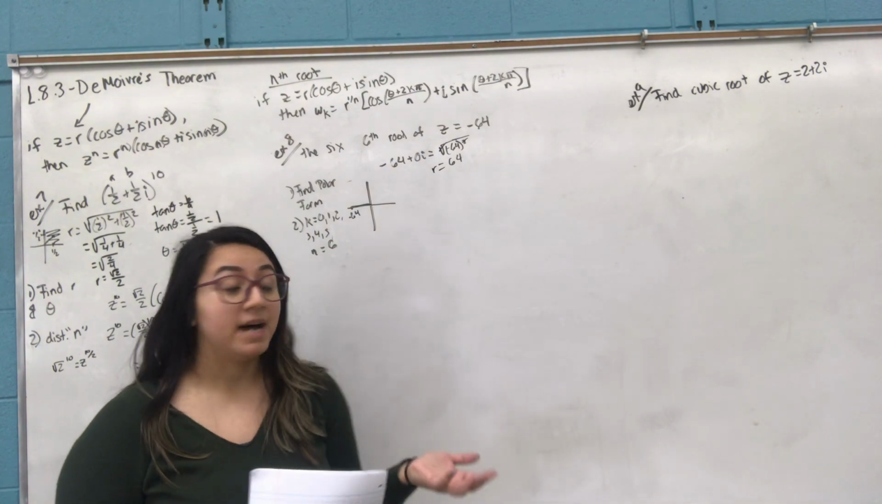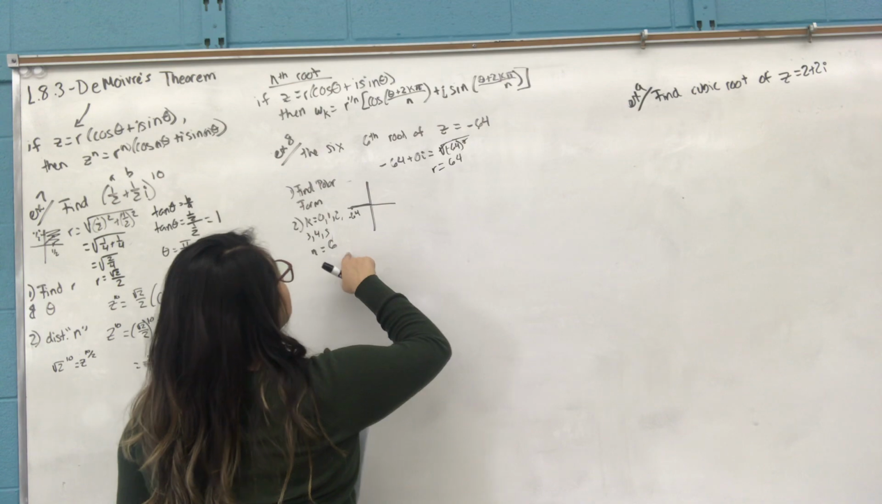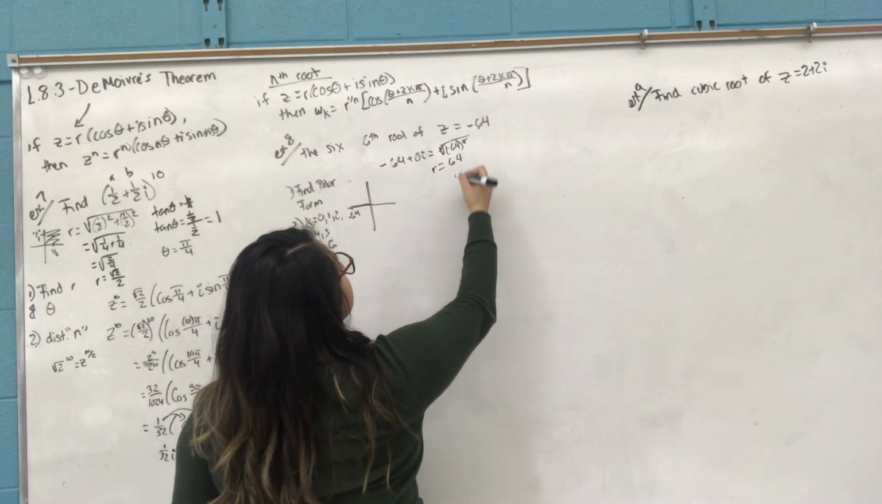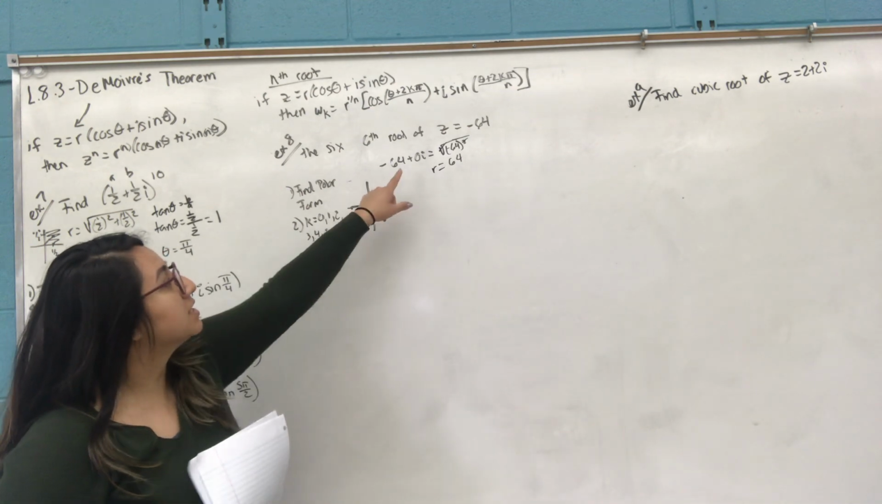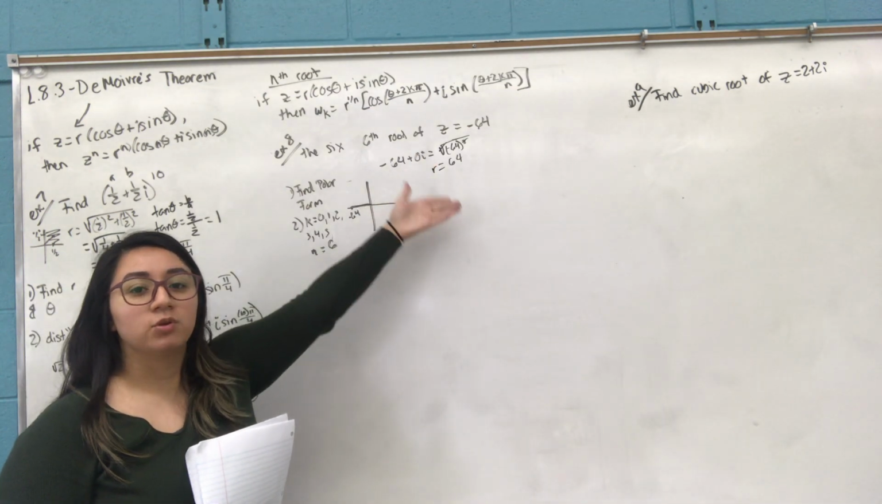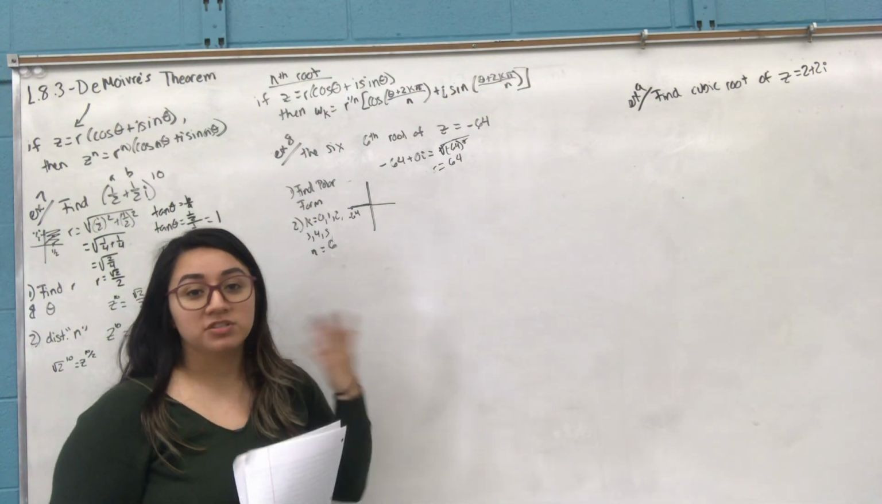So therefore, it's going to end up positive anyways. So my modulus is 64. And now I have to go ahead and find my radians here. Remember, keep in mind, it's in this format, negative 64 plus 0i. Just because it's a number doesn't mean it's in polar form. It just means that the i, it's imaginary, but there's a coefficient of 0 in front.